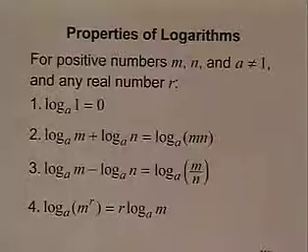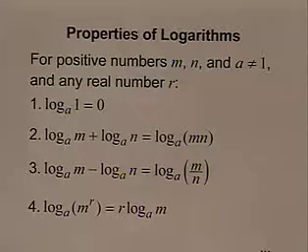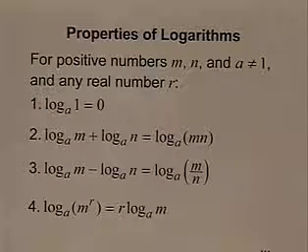For positive numbers m, n, and a not equal to 1, and any real number r, the log base a of 1 equals 0. The log base a of m plus the log base a of n equals the log base a of m times n. The log base a of m minus the log base a of n equals the log base a of m divided by n. And the log base a of m to the r equals r times the log base a of m. Okay, so let's take a look at some examples.